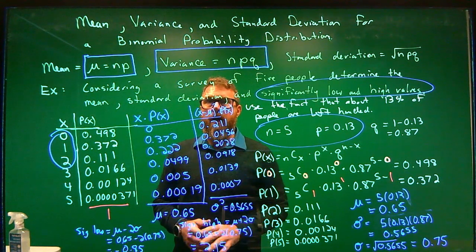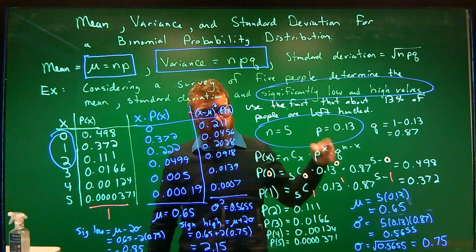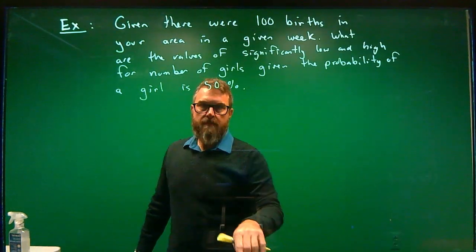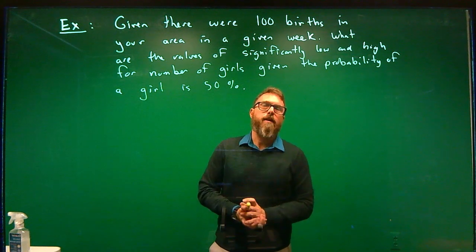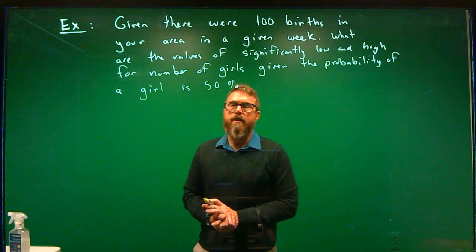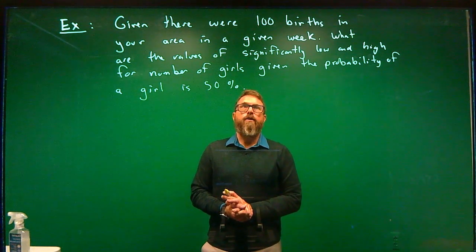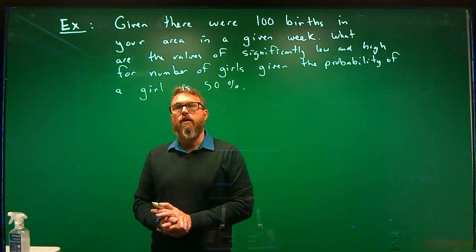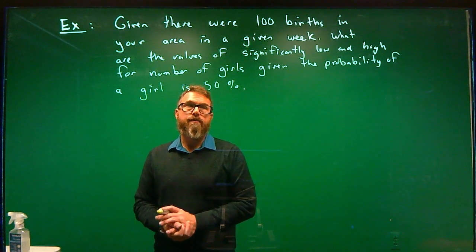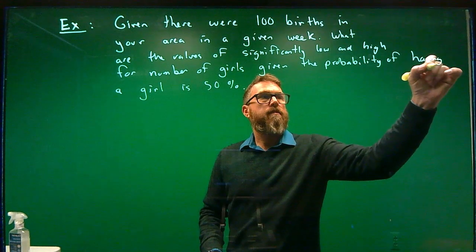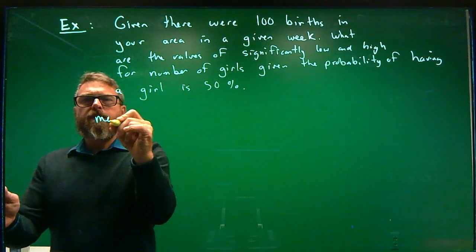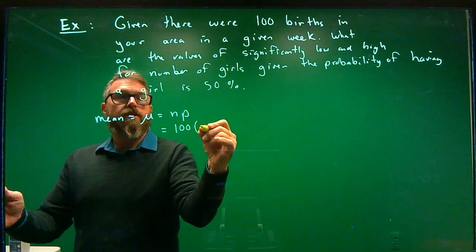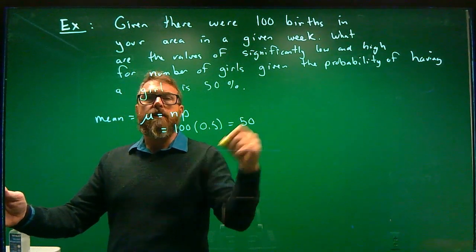So I have one more example to show you, and then we don't have to go through all this work. I just want to show you this formula and then kind of ignore that stuff. For 100 births in your area for a given week, what are the values of significantly low, high for the number of girls, given the probability of having a girl is 50%. So really, if I want to find the mean, we know that the mean is going to be equal to, call it mu, which is n times p. So n is going to be that 100 births. The probability of girl is going to be 0.5. So this is going to be equal to 50.